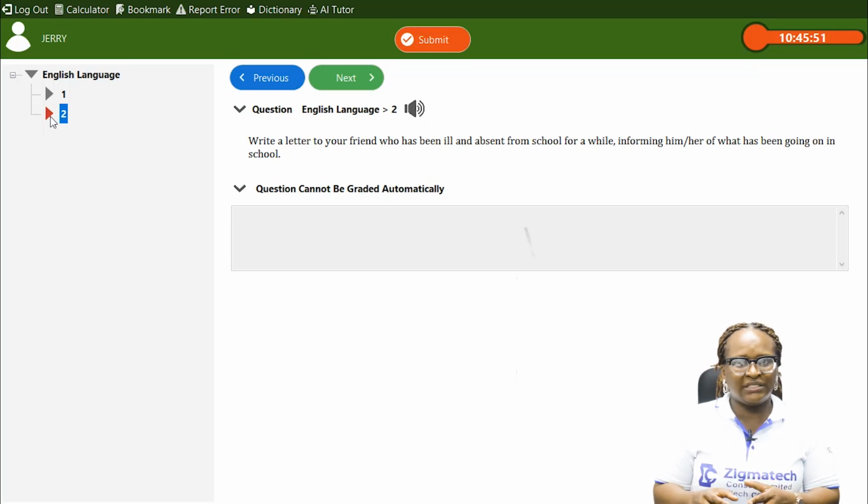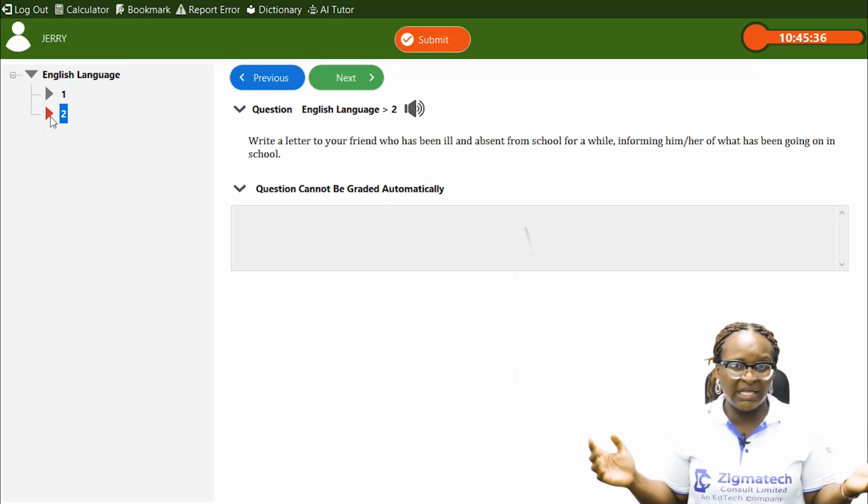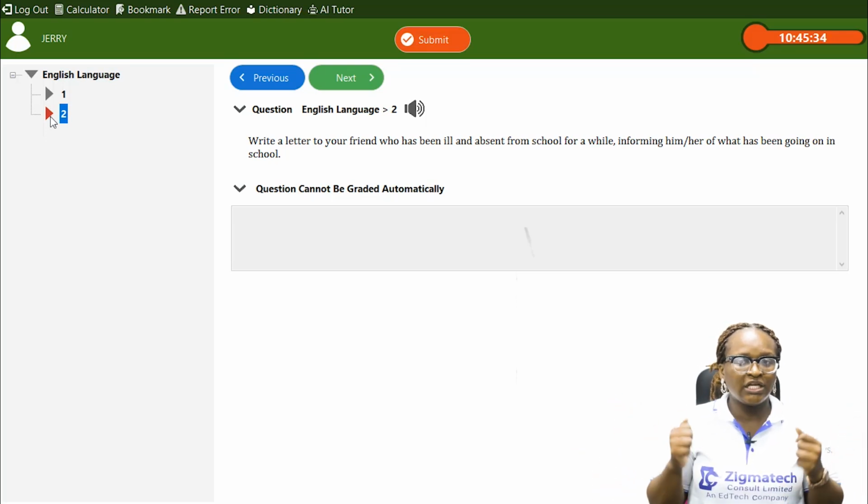Now, one thing you must understand about formal letters is that we don't have room for pleasantries. There are no rooms for pleasantries. By pleasantries, I mean, how are you? I hope you're fine. That you can do in an informal letter, that you can do in a semi-formal letter, but it is not allowed in a formal letter.